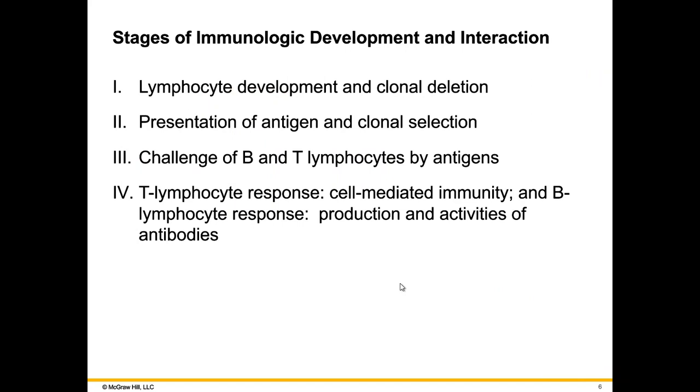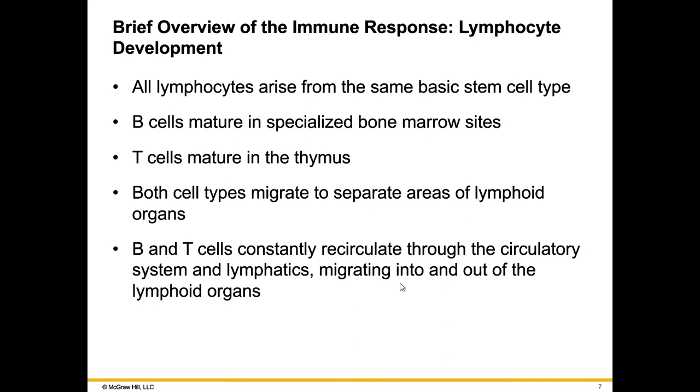Alright, so next in this section we're going to describe the stages of immunological development and how these cells interact with pathogens. In brief, we're going to describe mostly the interactions and development of B and T cells, because those are the ones involved in this type of immunity. All lymphocytes, regardless of whether they're B or T lymphocytes, arise from the same basic stem cell, called a hematopoietic stem cell. It's also the precursor cell to the other blood cells that we've talked about prior, and it's located in the bone marrow, as we've talked about before.